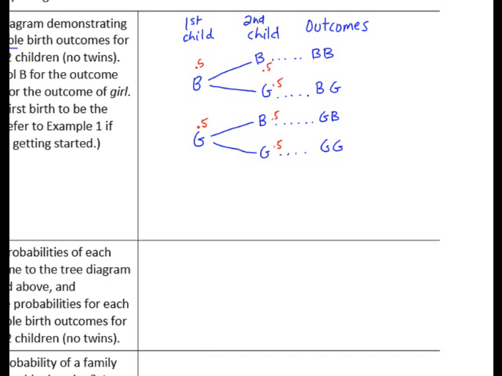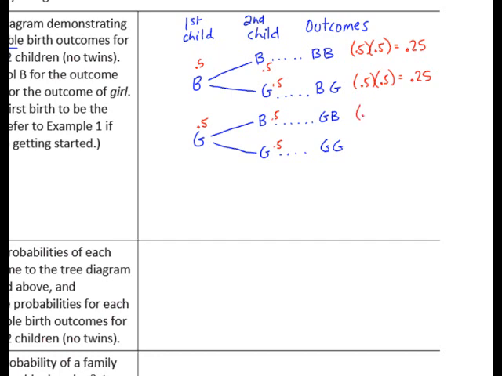Now it said to calculate the probabilities for each of the outcomes. So the probability for getting a boy and a boy is the probability of getting a boy, which is 0.5, times the probability of getting a boy, which is 0.5. 0.5 times 0.5 is 0.25. The probability of getting boy, boy is 0.25, or 1/4. The probability for boy, girl. The probability for each of those is 0.5, so 0.5 times 0.5 is 0.25. The probability for getting boy, girl is 0.25, or 1/4.